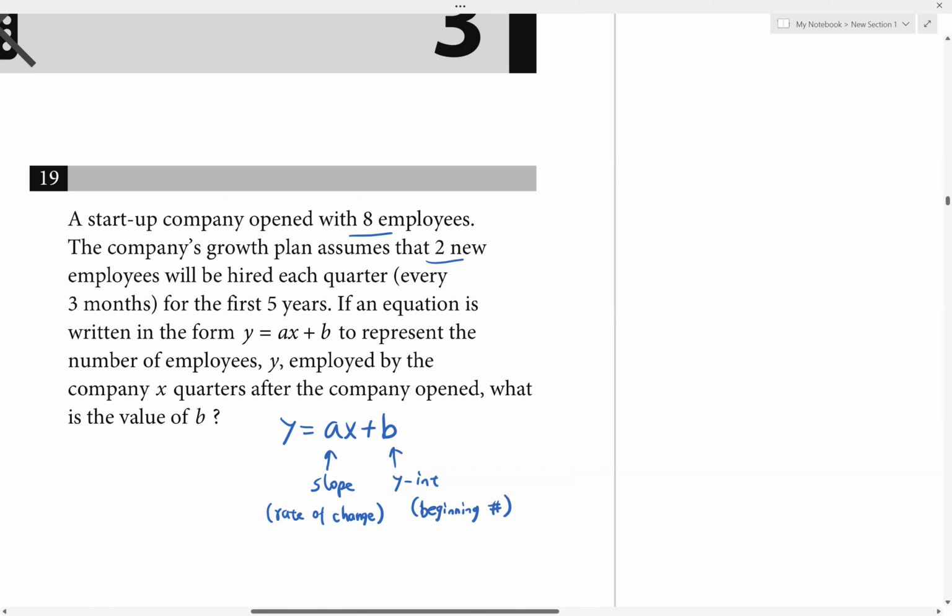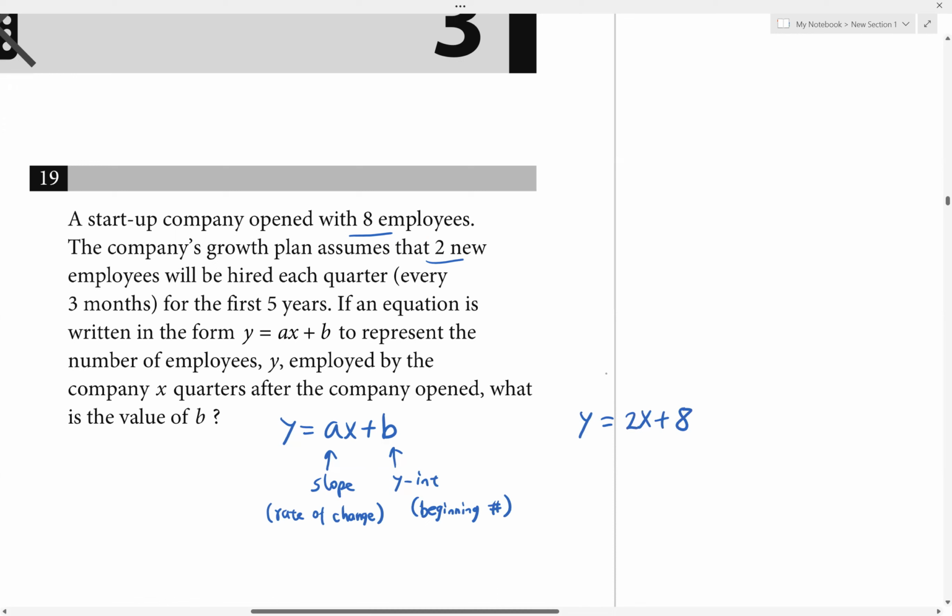So in this scenario, we know we begin with 8 employees, right? So that should be our y-intercept, which should be the b value. So in the equation, the b value should be 8. And then we're adding 2 new employees each quarter, so that will be our slope, right? As x increases by 1, the number of employees should increase by 2. That's a rate of change, which is our slope. So if we write out the whole equation, it should be y equal to 2x plus 8.